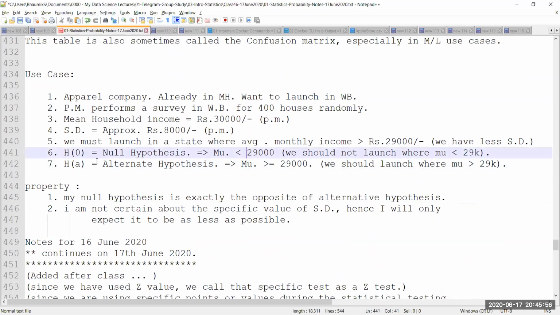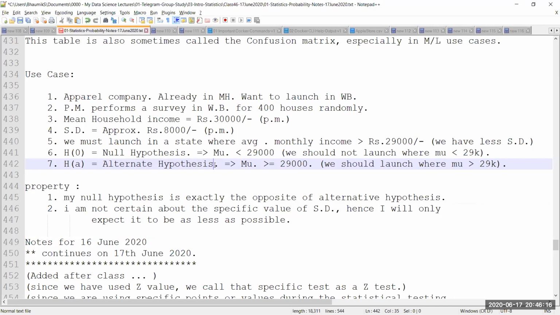So I'm accepting my alternate hypothesis, but by what level? If you ask somebody a question, they'll say I'm 100% confident that if there is a match between India and Pakistan, India is going to win. So that's the confidence that that person has, although there is nothing called 100% confidence. You can't be 100% confident. There will always be that alpha level of error.